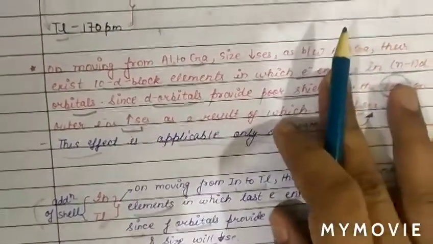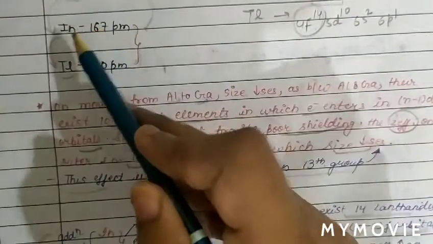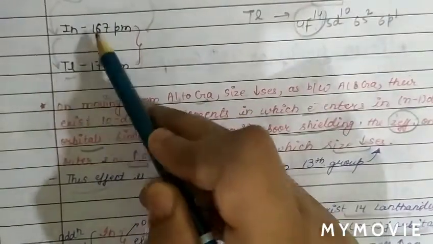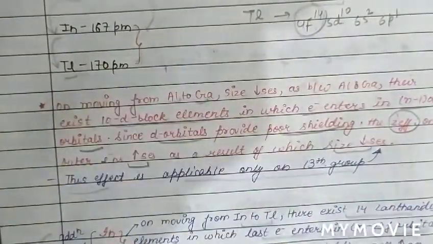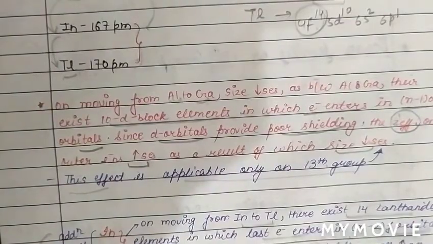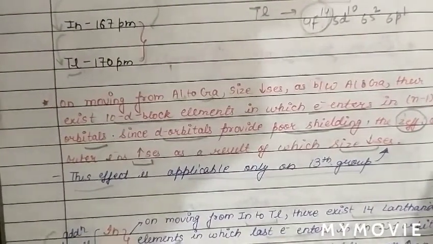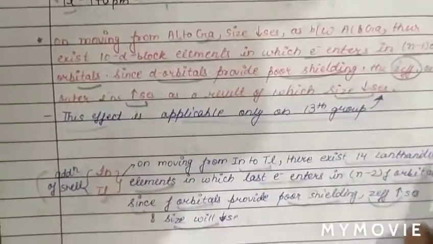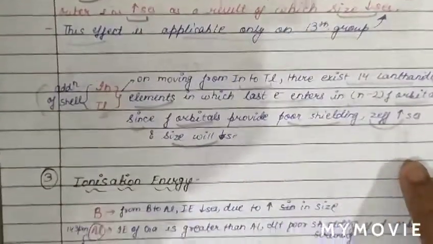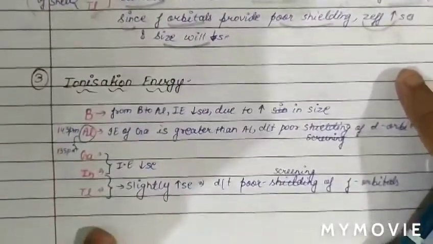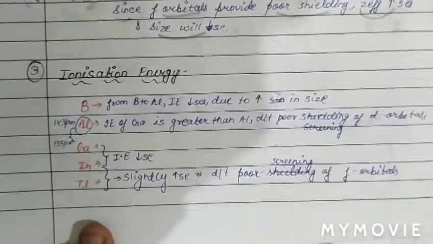Therefore, there is only a very small change in the atomic size when we move from indium to thallium, from 167 picometer to 172 picometer only. Now we will discuss another physical property of group number 13, which is ionization energy.